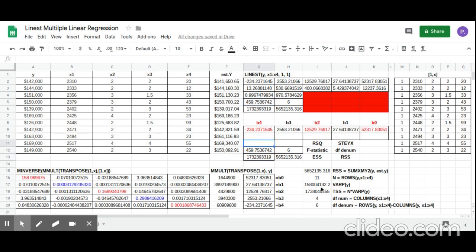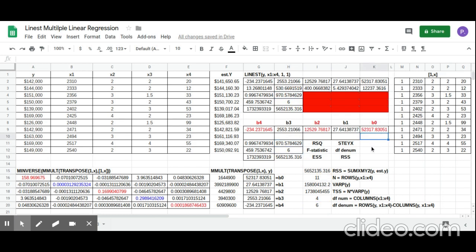Next, we have the R square, or the coefficient of determination. This is equal to ESS divided by the TSS. It is 0.996. That matches our LINEST output. Next, we calculate the standard error of the estimate, which is equal to the square root of RSS divided by the denominator degrees of freedom, df. So 970.57, which matches our LINEST output.